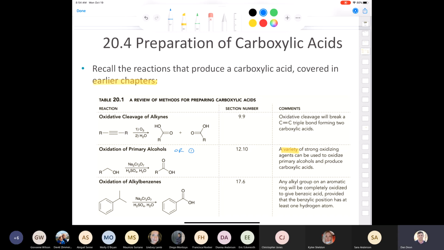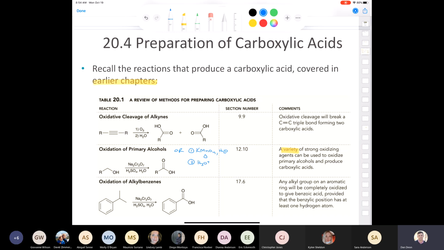It's a two-step process. You can use potassium permanganate, KMnO4, and water, and heat that up. And then in the second step, you treat that with acid, because the first step produces the carboxylate. So that's another option. And then the next thing that we learned is a benzylic oxidation. It says oxidation of an alkyl benzene.